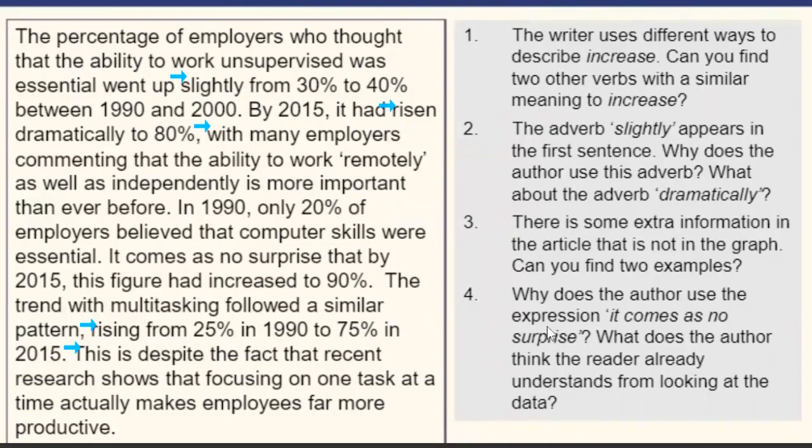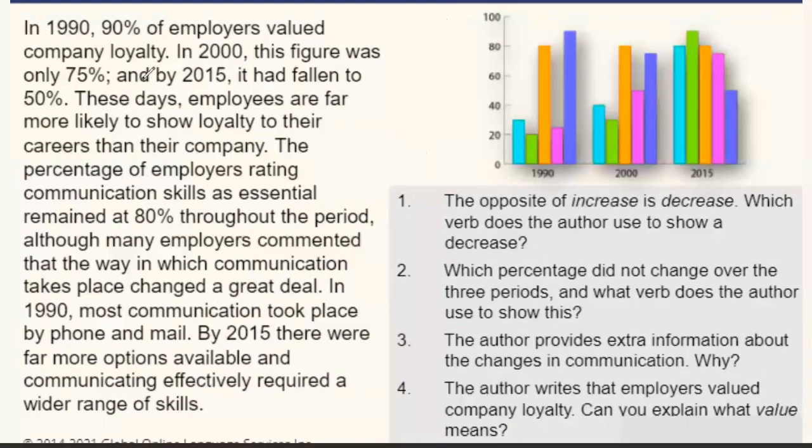I think he means there's no change. Yeah, and he means that in the article he suggests the information is just general knowledge, like it's common sense for him. And question number 1 says the opposite of increase is decrease. Which verb does the author use to show a decrease? He used had fallen. Yes, had fallen. Exactly. So the verb is fall. Good job.